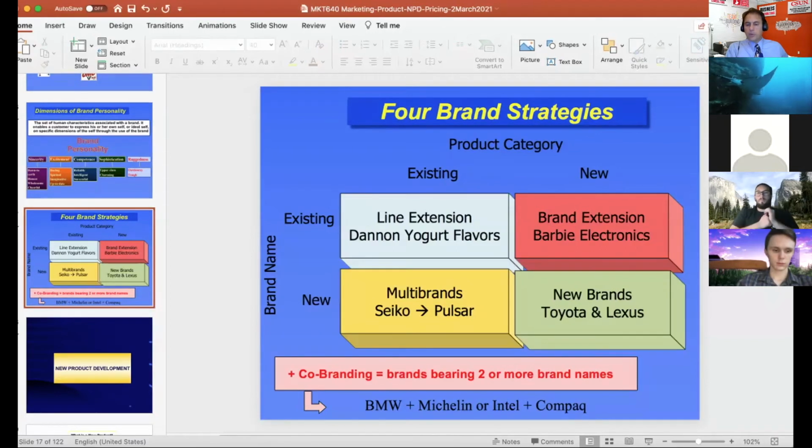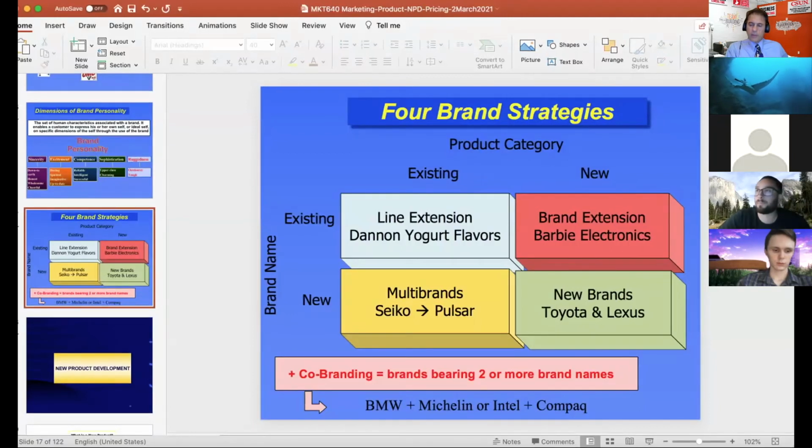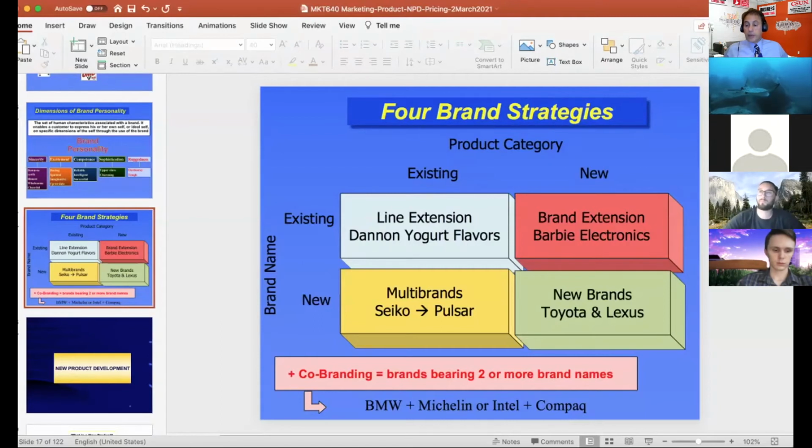Multi-brands is when you're using multiple brands, but the idea behind this is because you want to have more brands in the market. Having more brands helps you to flank the market. Flanking the market is the idea that the more brands you have, the harder it is for your competitors to enter the market, because you're sort of covering multiple benefits, multiple targets.